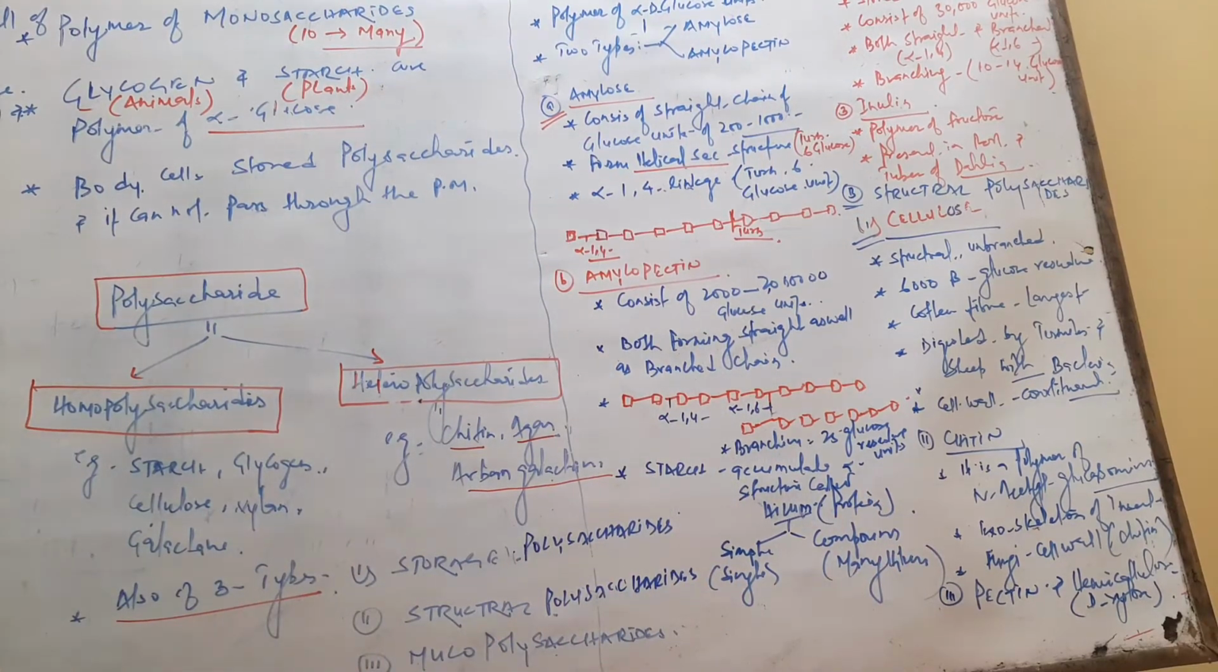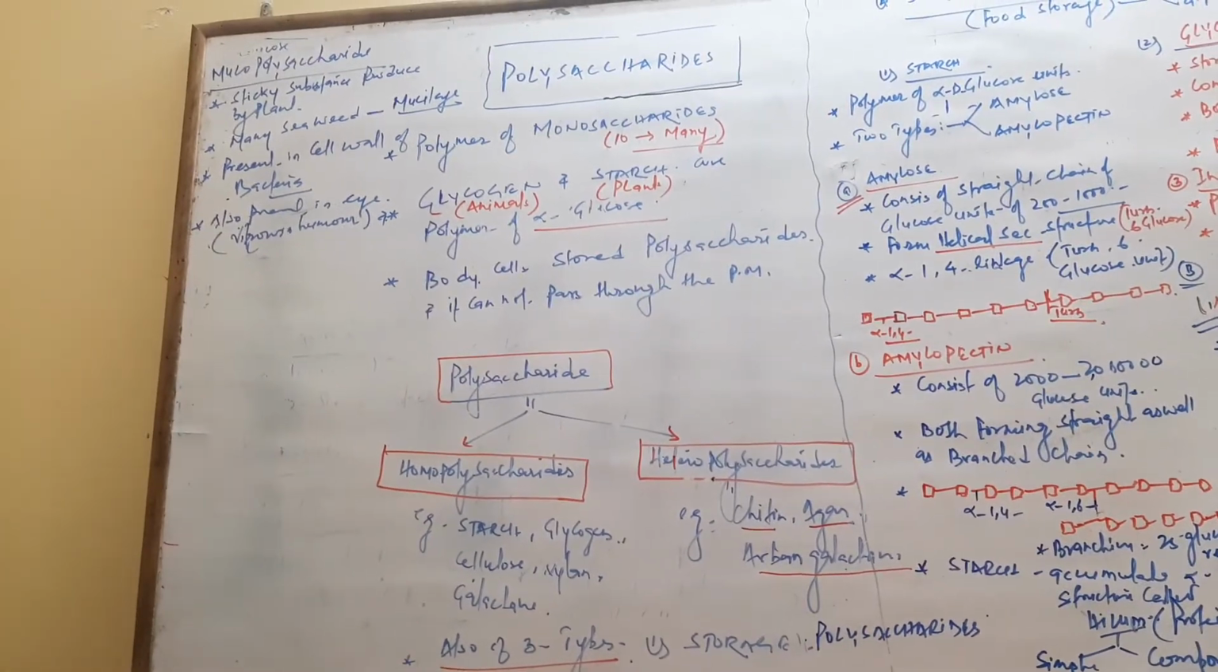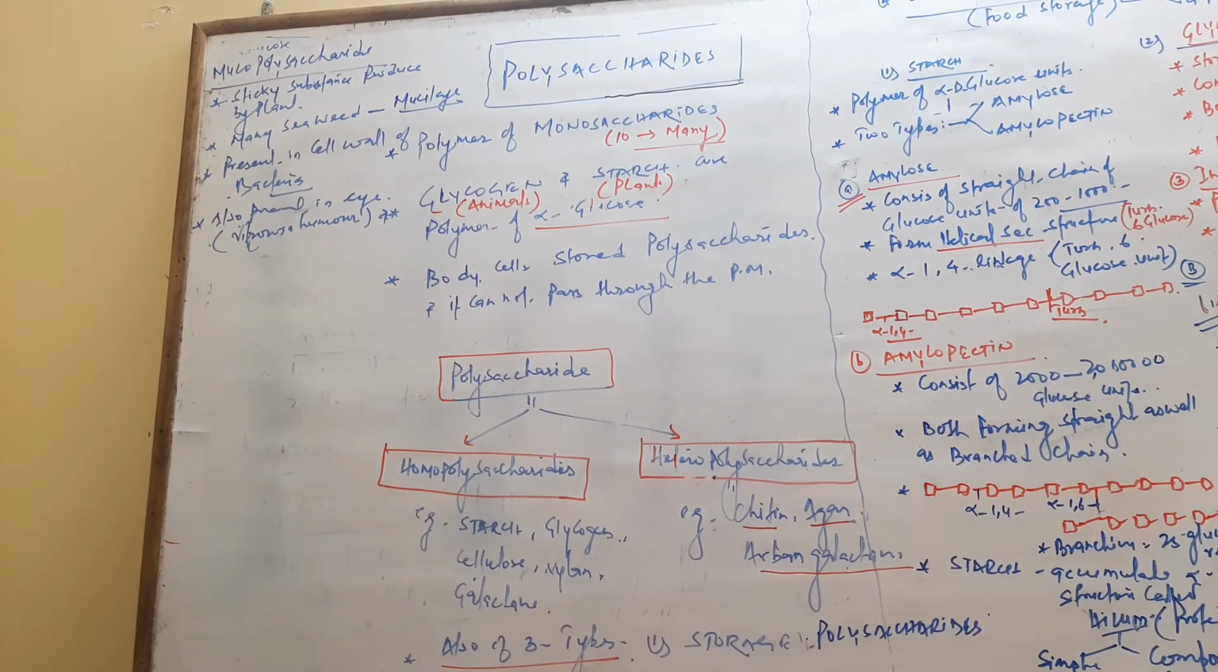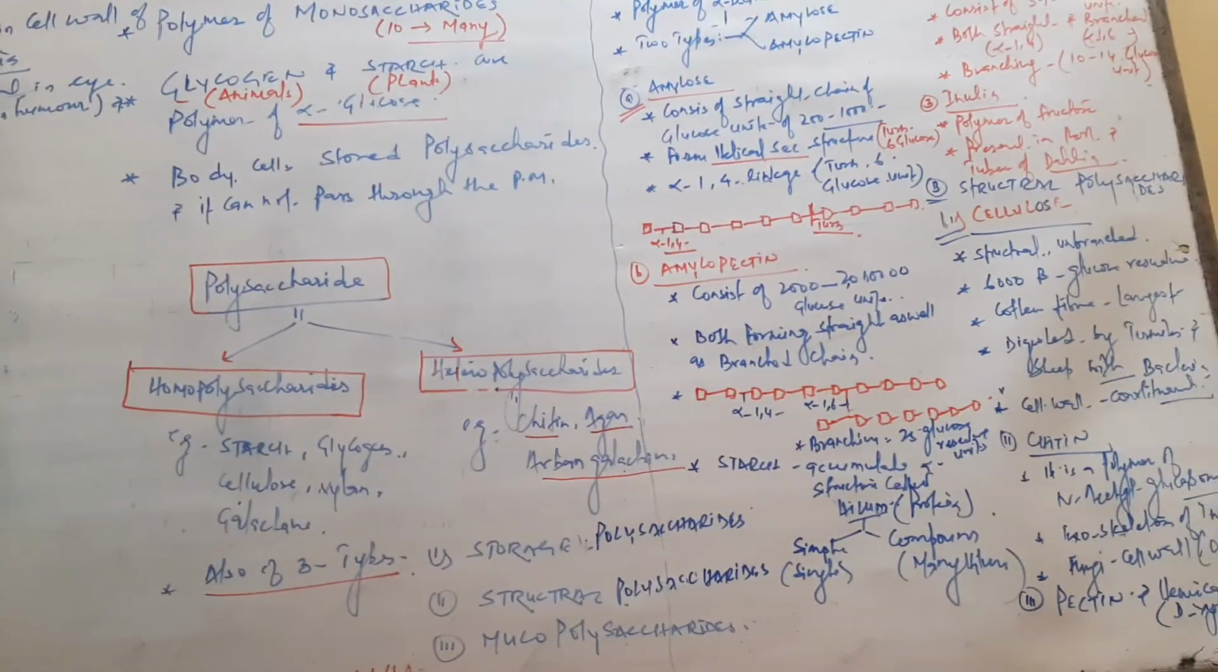And the last one is mucopolysaccharide. It is a sticky substance produced by plants and many seaweeds, and that sticky fluid substance is called mucilage. Mucopolysaccharides also make up the cell wall of bacteria, and are also present in the vitreous humor of the eye. So this is all about storage, structural, and mucopolysaccharides.